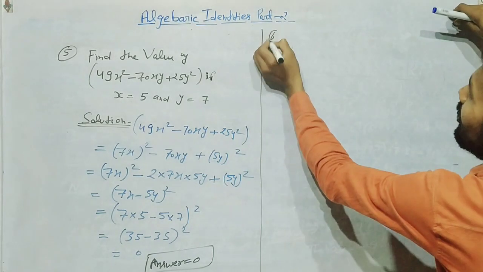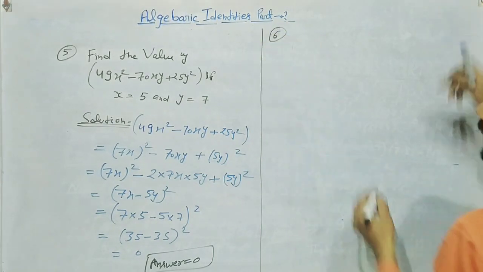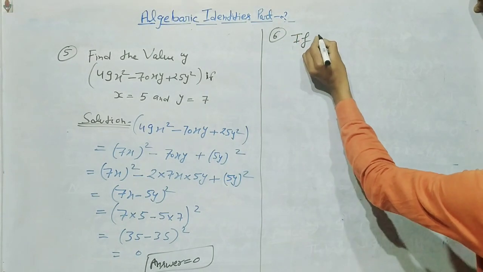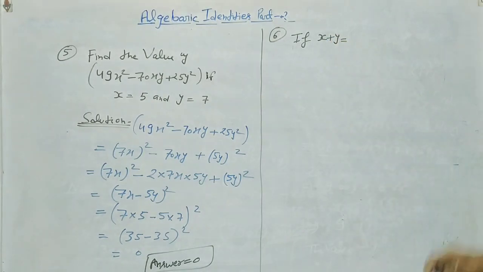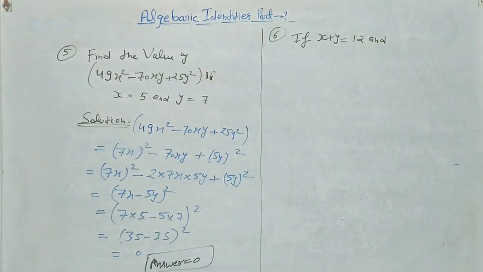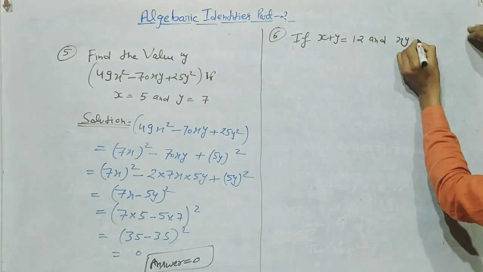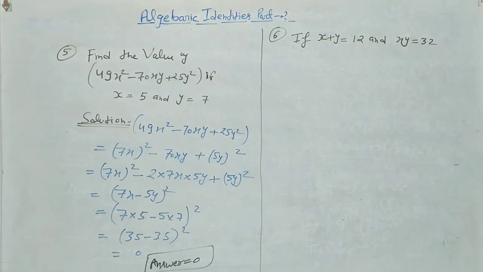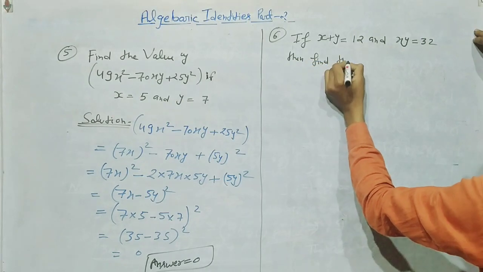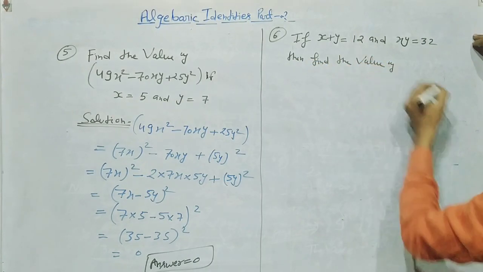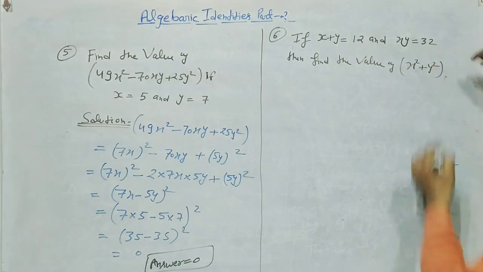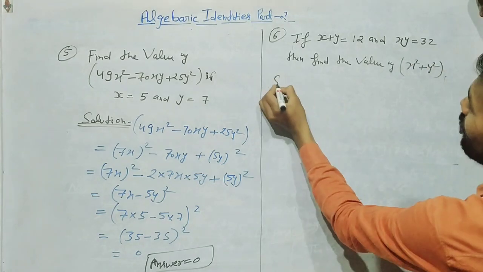Next question, beta. Our last question is, if x plus y is equal to 12 and xy is equal to 32, then find the value of x square plus y square. It is an interesting question also. Solution.